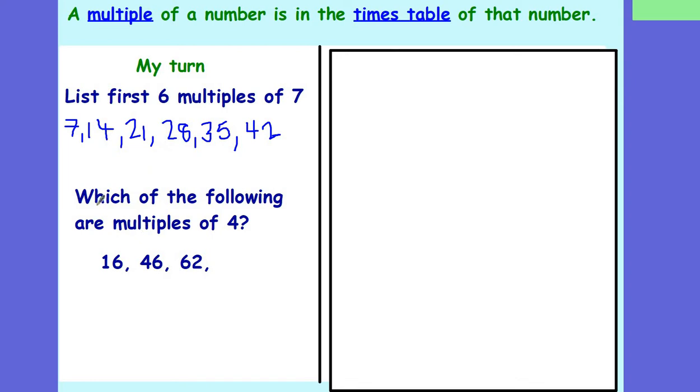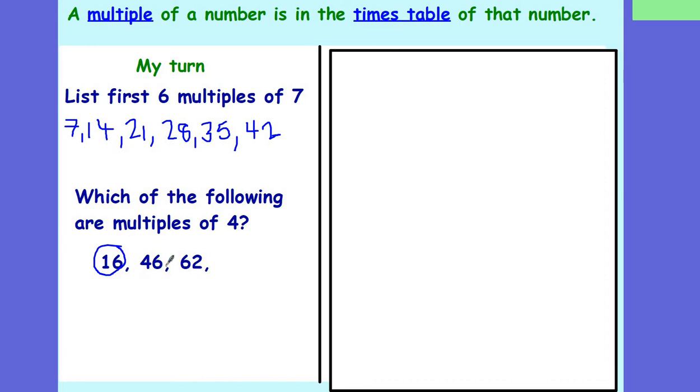I then need to work out which of the following are multiples of 4. Now, is 16 a multiple of 4? Is 16 in the 4 times table? Yes, it is. 4 times 4 would give me 16. So yes, 16 is a multiple of 4.